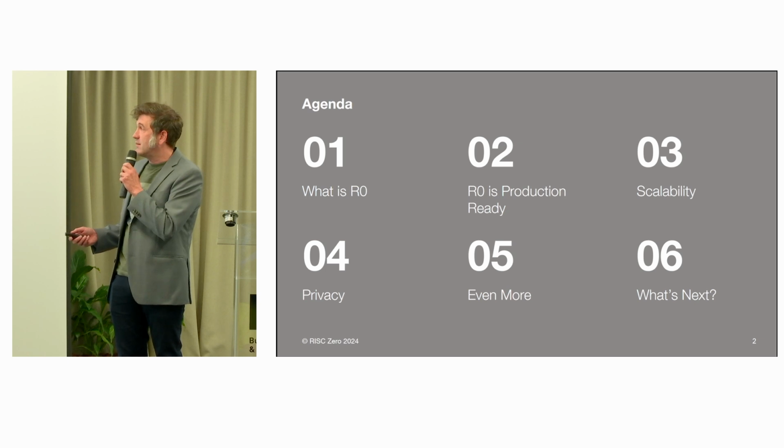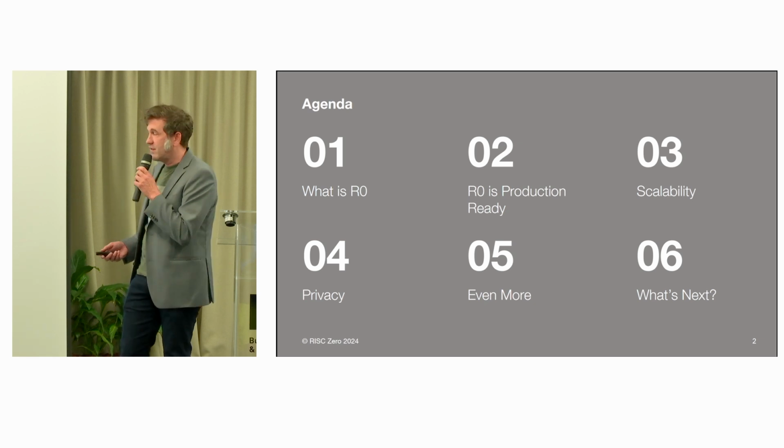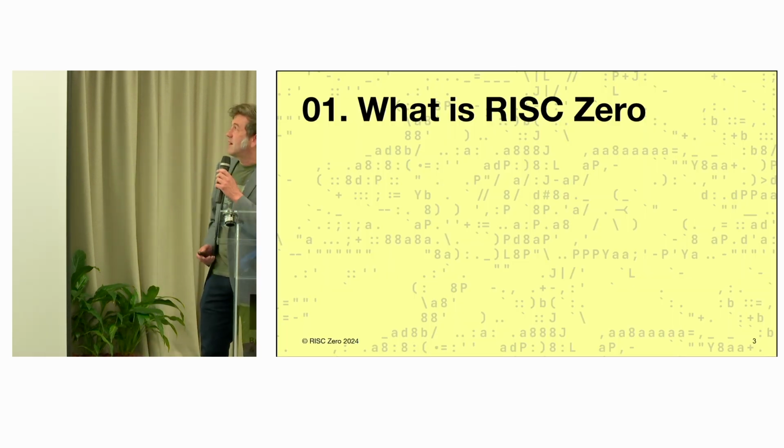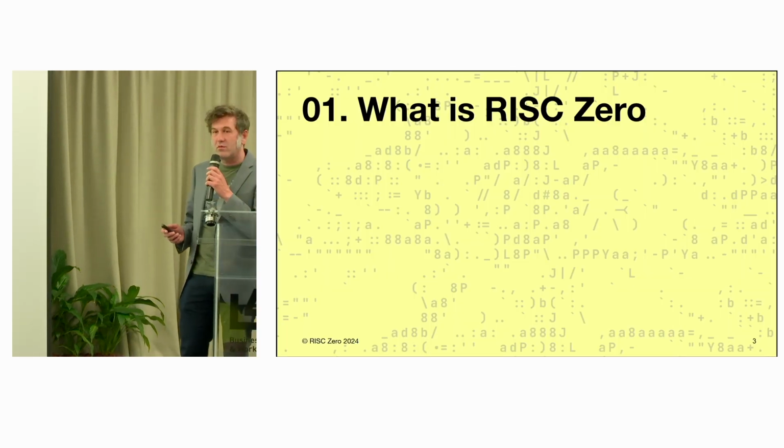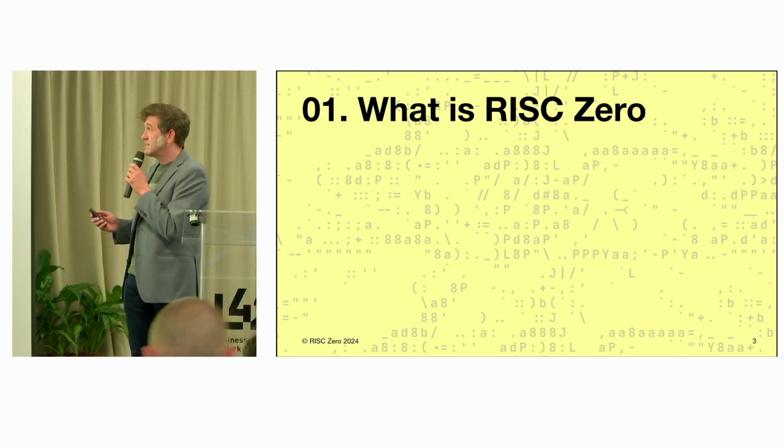Just in terms of the agenda, I'm going to briefly cover a little bit of background on RISC Zero and what it is we're building. Many of you may already know some of this, so please bear with me. And then we're going to talk about where we are in the space, and then go into a bunch of different use cases, scalability, privacy, some additional things, and then cover where things are heading from here.